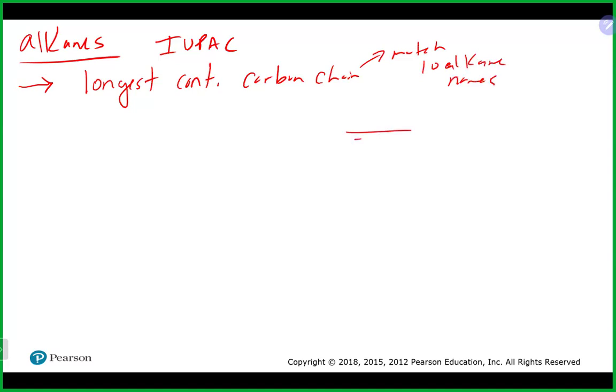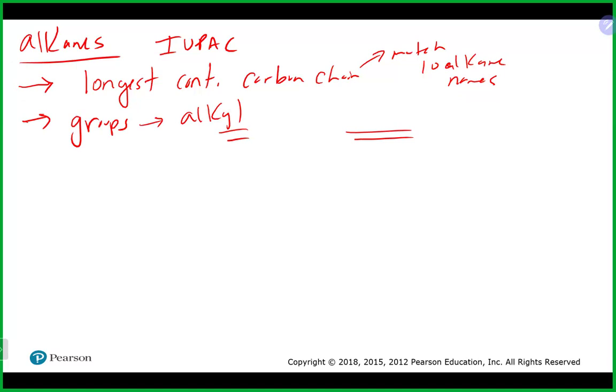And that is going to be the base of your name, whatever that alkane name is. Now, what you want to look for after that is groups that are attached. And we talked about groups, and there are carbon-based groups, which are known as alkyl groups. And alkyl groups are, as I mentioned, carbon-based. They are also based off of the first 10 alkanes. The difference is, as we talked about, they have one less hydrogen.